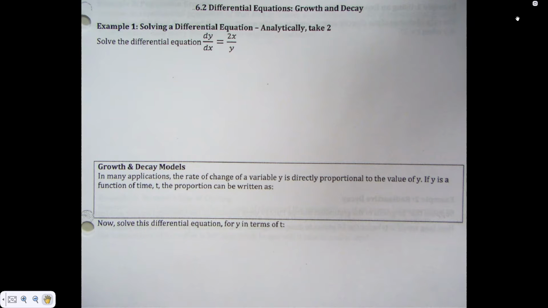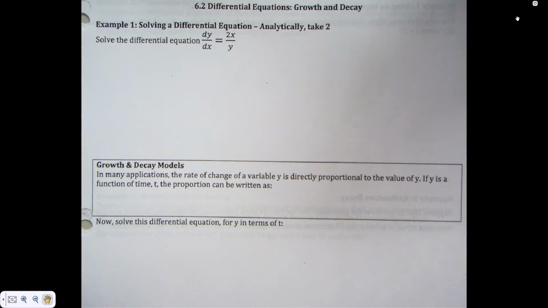Welcome to our notes for section 6.2. Today we're talking about solving differential equations again, and we're also going to talk about applications of differential equations. Namely, we're going to talk about the exponential growth and decay model.